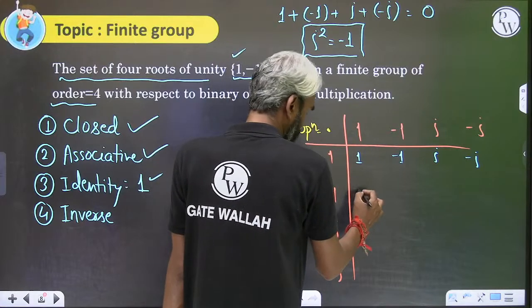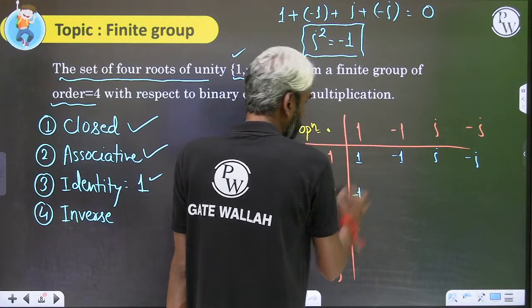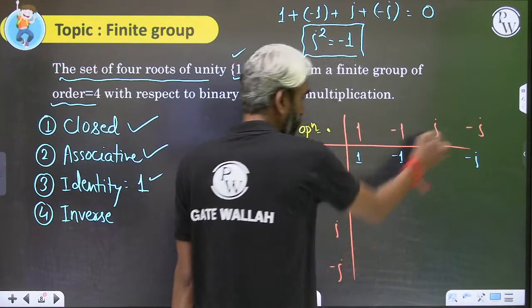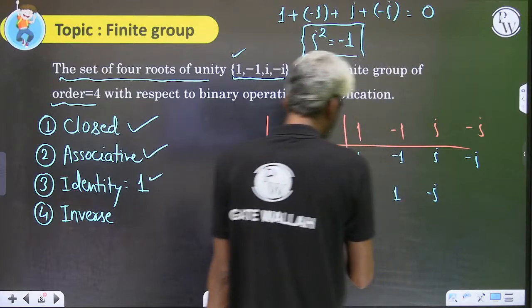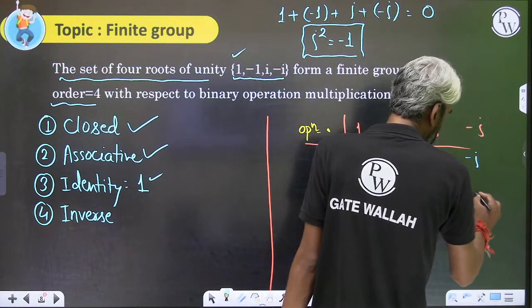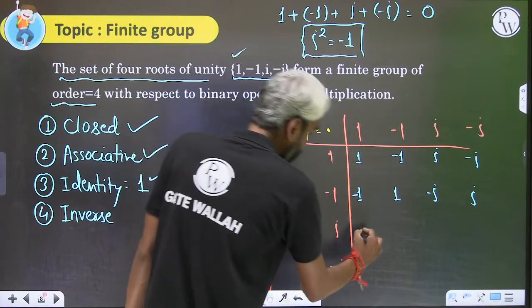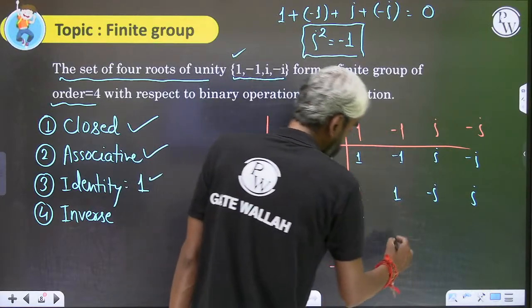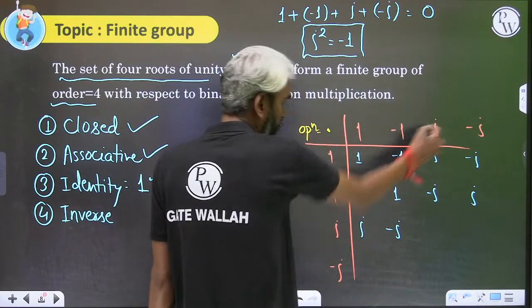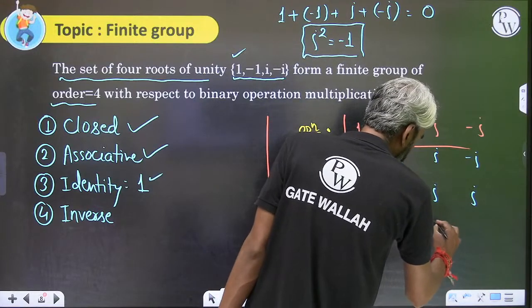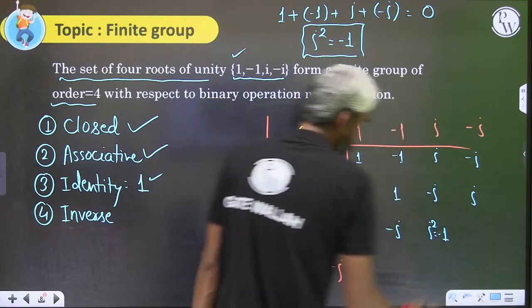Minus 1 into minus 1 into 1 will be minus 1, minus 1 into minus 1 will be 1, minus 1 into iota will be minus iota, minus 1 into minus iota will be plus iota, or simply iota. Now, iota into 1 will be iota, iota into minus 1 will be minus iota, iota into iota will be iota square, which is actually minus 1.